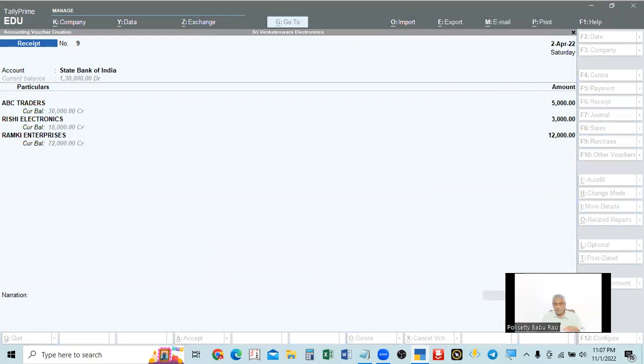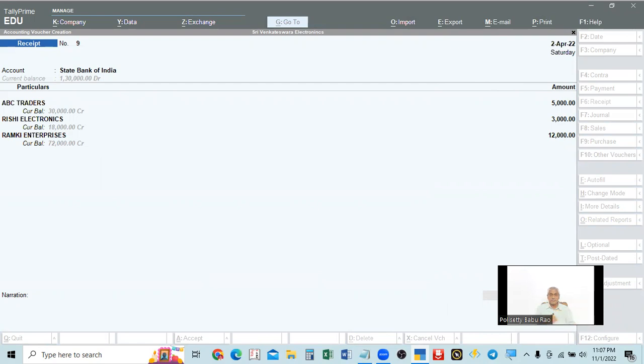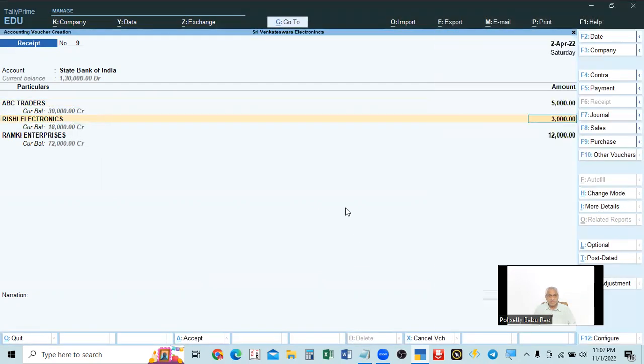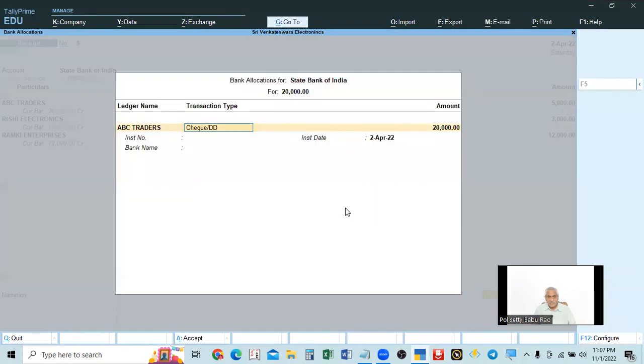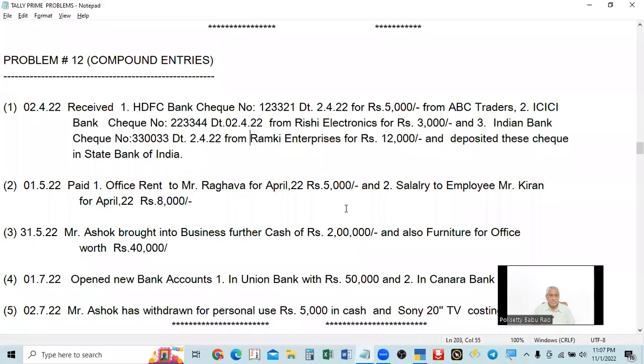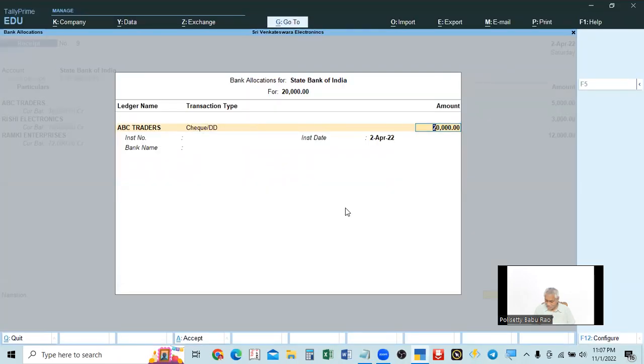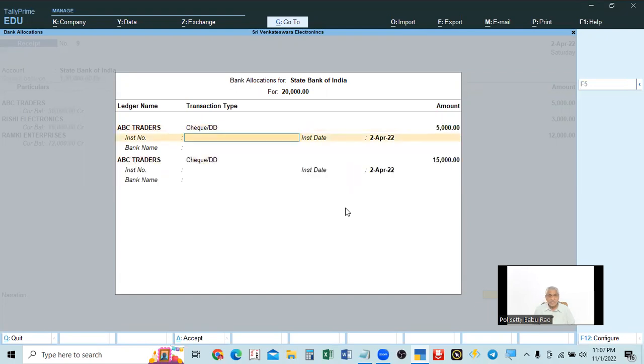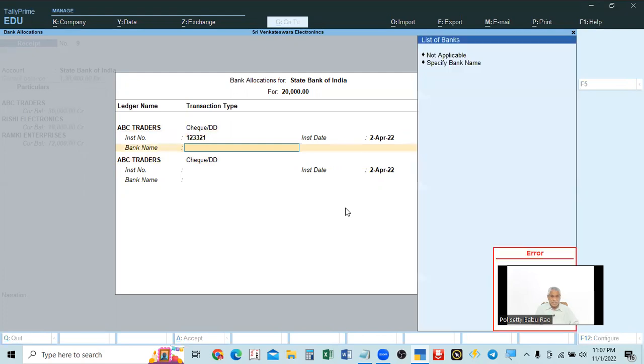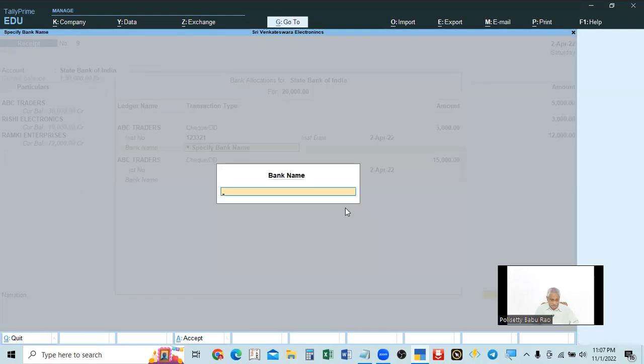Okay. Now it will ask you the details. After this, coming to the total, it will come back and it will ask you the details. That is bank allocation. It's the same thing. First ABC Traders, that is 5,000 rupees. Then come to check 123321. Date is same. Then HDFC. Here specify the bank, HDFC Bank.